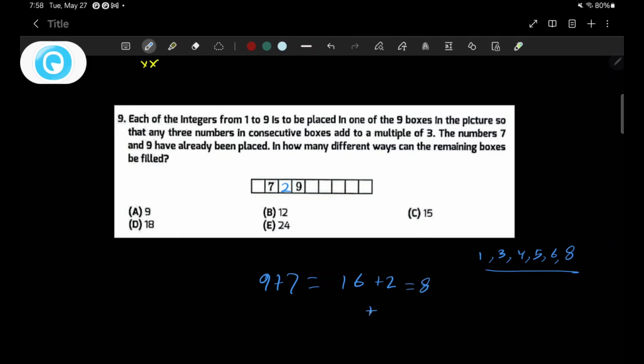What if I add 5 to 16? What then? If I add 5 to 16, I get 21, which is again divisible by 3. Let's say I don't add 5 either, I add 8. Okay, if I add 8 here, 16 plus 8 gives me 24, which is again divisible by 3.